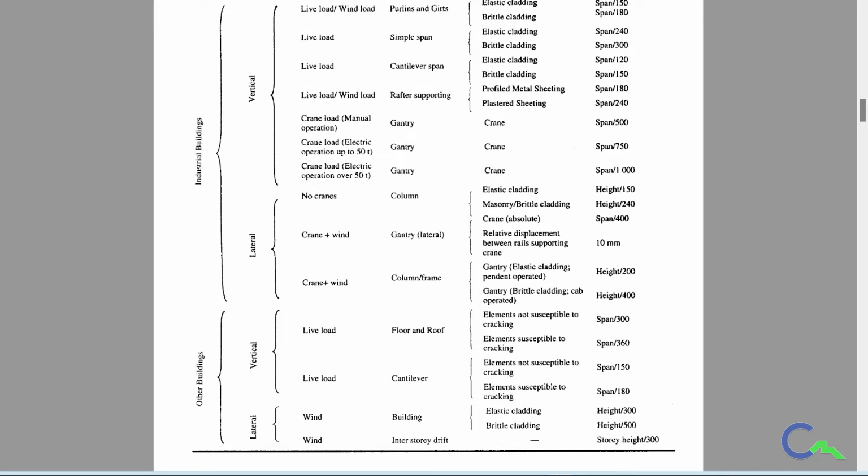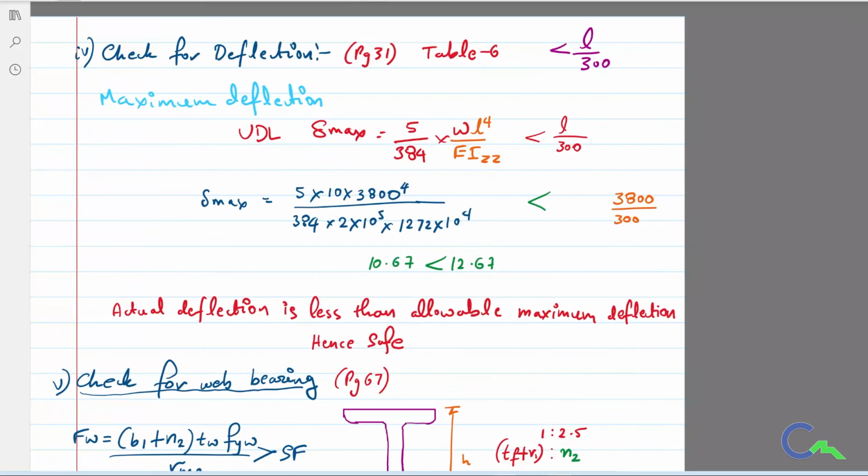So therefore, span by constant is nothing but 300. Okay, so that condition I'm going to take here. Therefore, in the check for deflection, page number 31, table 6, the allowable deflection is L by 300. So we have to calculate what is the actual deflection.